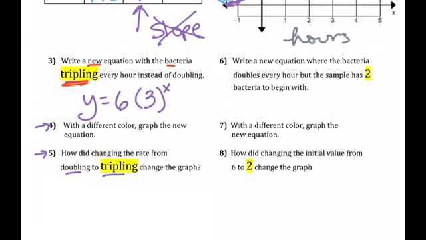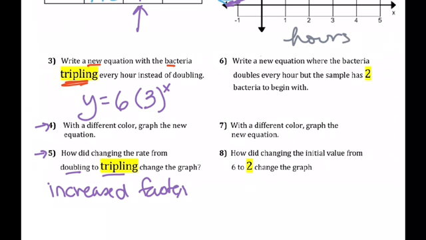So we would say something like it increased faster. Okay, don't say something like the slope is steeper. That doesn't make any sense because we're not talking about a linear equation. So to say that it increased at a faster rate, then that's going to make more sense. Okay, so it's going to be doubling to triple. So that's just talking about the rate there.